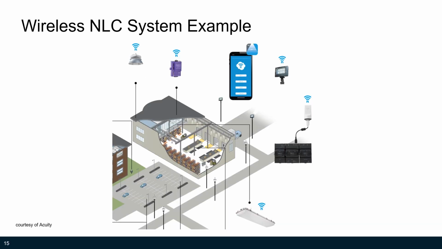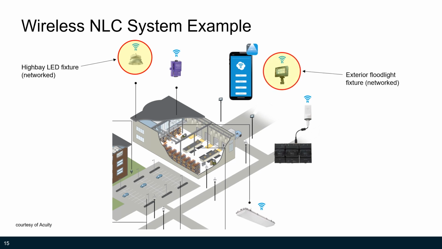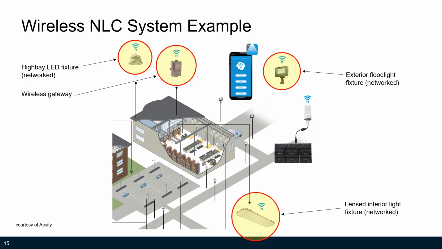So an example of a wireless network lighting control system looks like this. We may have high bay LED fixtures on an interior. We may have exterior floodlights somewhere outside. We may even have those post-top lights that you see in the drawing below. We may also have some lensed interior lights in interior spaces. Those are all connected to the system via a wireless gateway. And then those all get connected to a centrally located server.